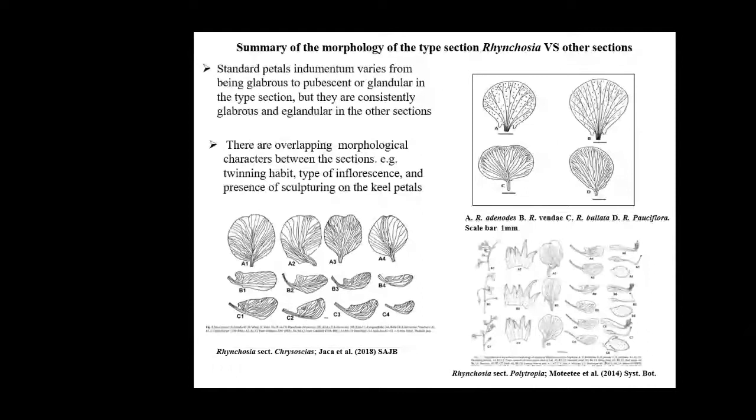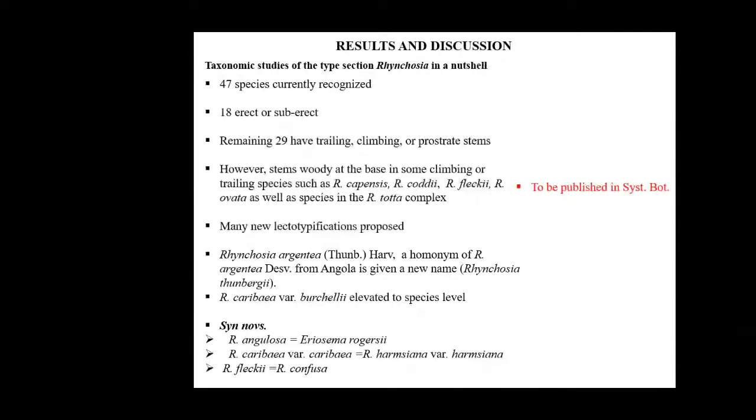Next slide. So this is the summary of the taxonomy of the type section in Coarsehair. 47 species are currently recognized, of which 18 are erect or sub-erect. The remaining 29 have trailing, climbing or prostrate stems. However, some of the species, like Coarsehair capensis, Coarsehair codi, and flaky, have a woody base, and they also have a trailing habit. Many new lectotypes are proposed.